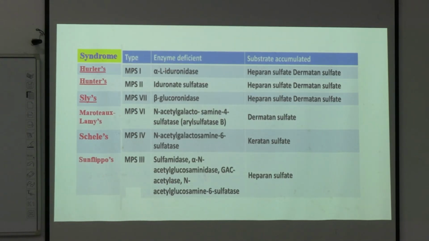Because of the inability to degrade those GAGs, these GAGs get accumulated within the body. That is the reason that these diseases are produced. So, you remember these first 3, that is MPS 1, 2 and 7. You cannot remember all those things.